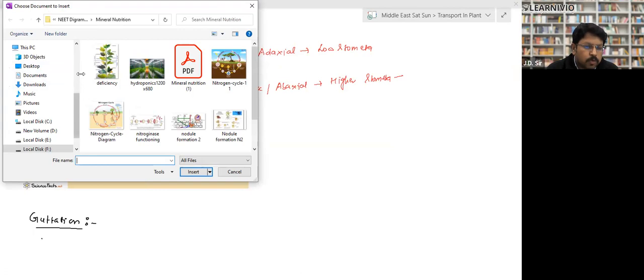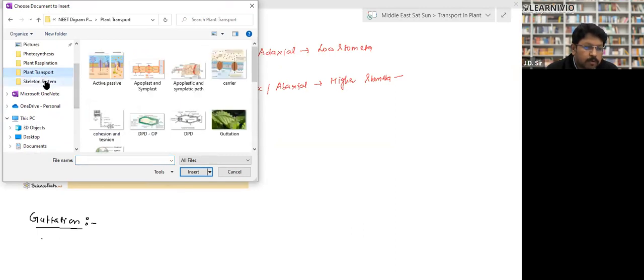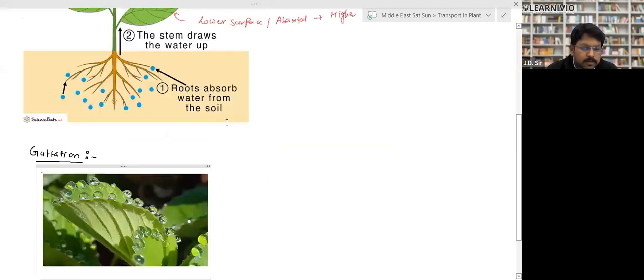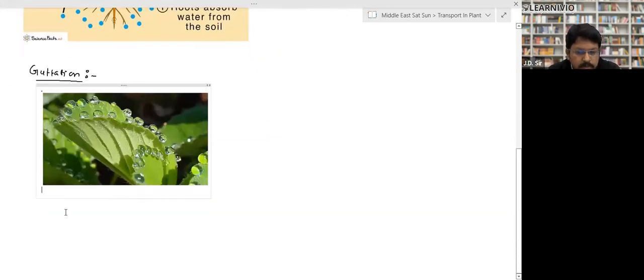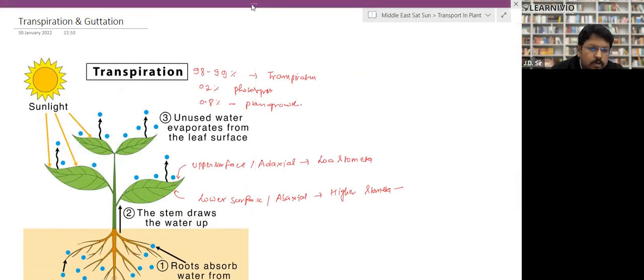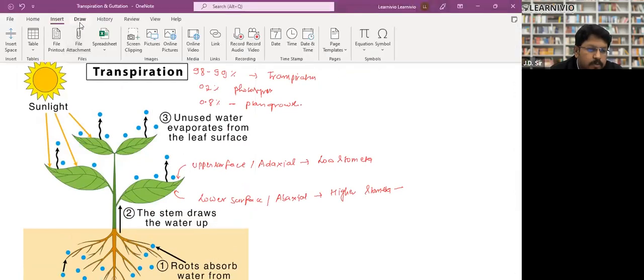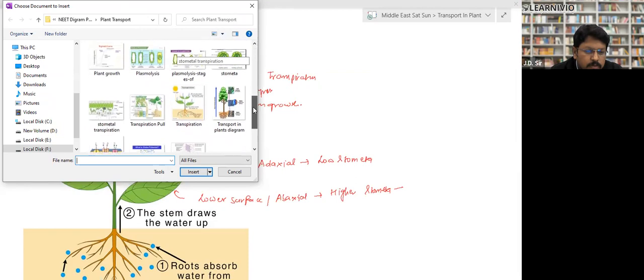In guttation, I would tell you what is guttation, and then we'll discuss what are the hydathodes. There is a special type of pore. This is a picture of guttation, and there is one more diagram. Let me incorporate that diagram also. Hydathode.